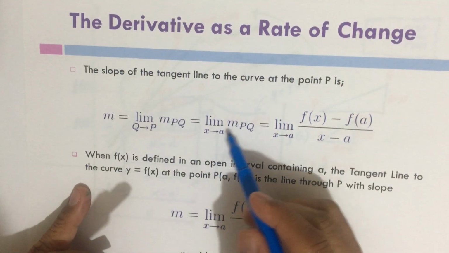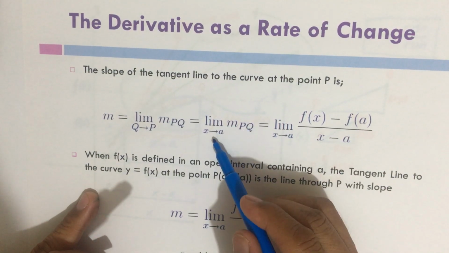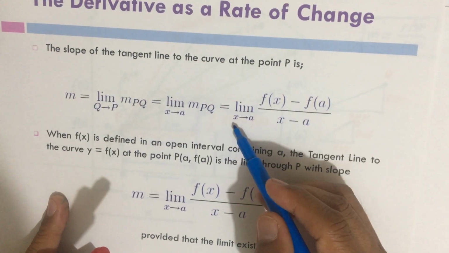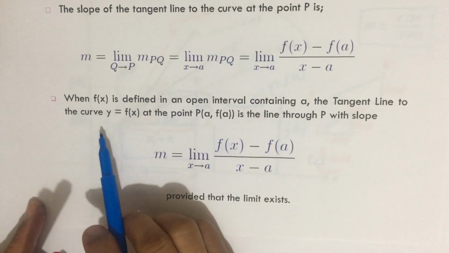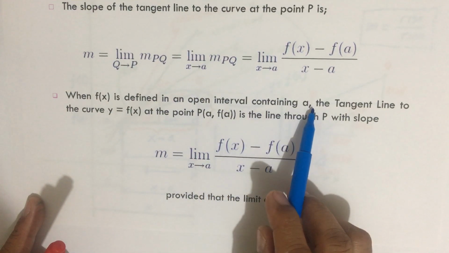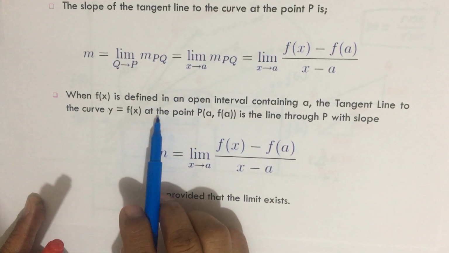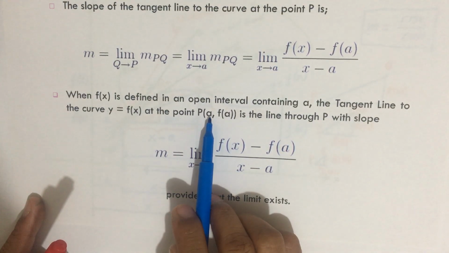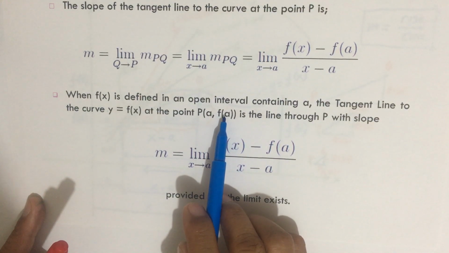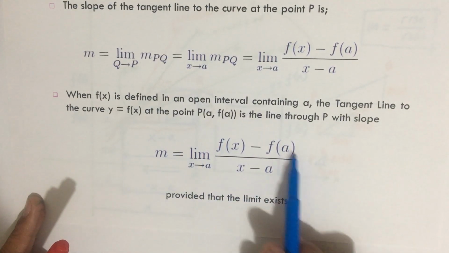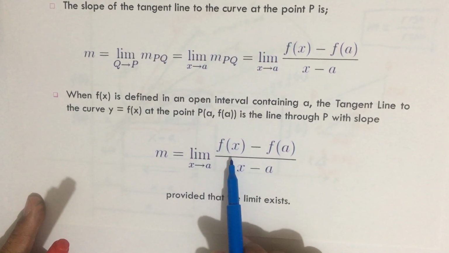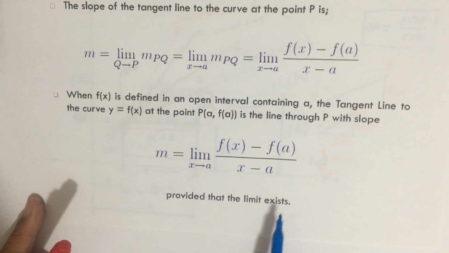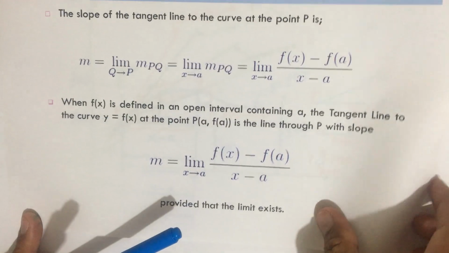So that's why we have here the limit of the slope of PQ as x approaches A equal to the limit of f of x minus f of A divided by x minus A as x approaches A. It says that when f of x is defined in an open interval containing A, the tangent line to the curve y equals f of x at point P with coordinates A and f of A, where A is the distance from the y-axis to the point P, and f of A is the height of the function at point P, is the line through P with slope equal to the limit of f of x minus f of A divided by x minus A as x approaches A, provided that the limit exists. Okay? I hope you understand this explanation, class.